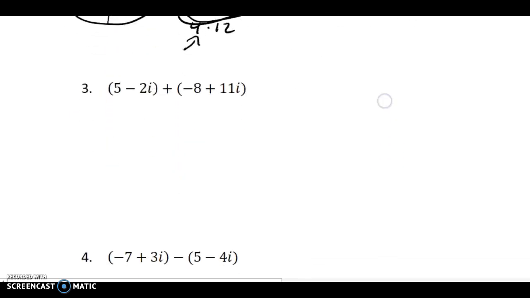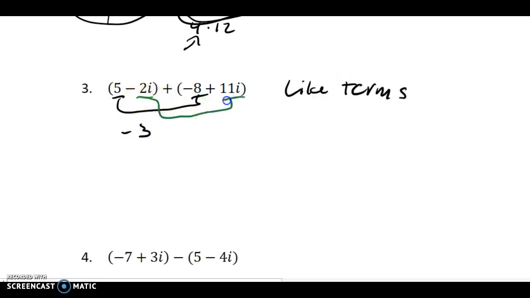So on question number 3, we're just doing like terms. That's all. So we have a 5 and a -8, make -3, and then we'll switch colors here. -2i and 11i make 9i, and we have the answer.